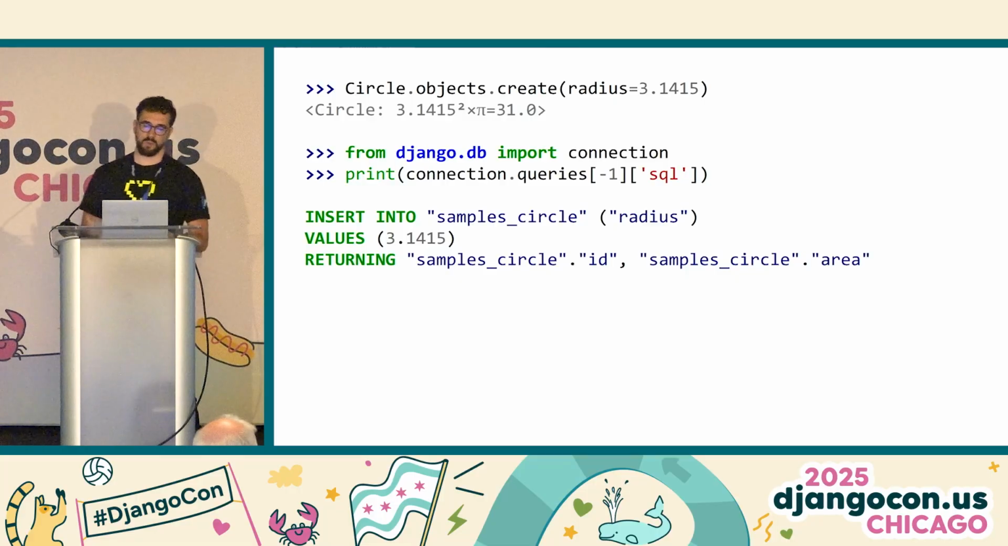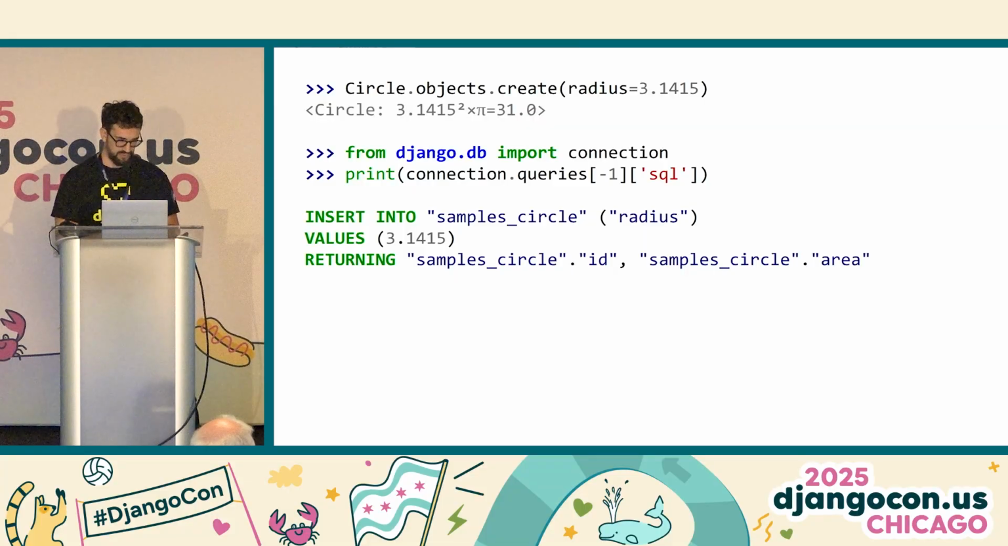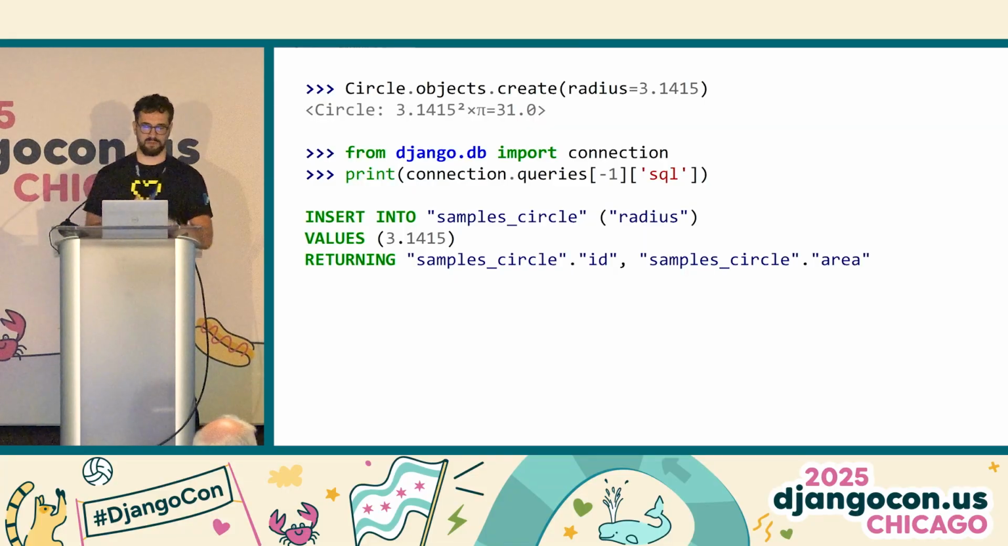We can also see what happened under the hood in the SQL code, by printing the latest SQL queries our connection performed. In our case, we see that we passed a value for the radius, and what we are returning is the ID, which is calculated for us, and also the area. And this is the way we have the representation at the top of the slide here.